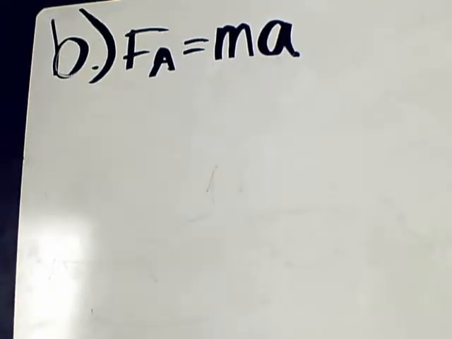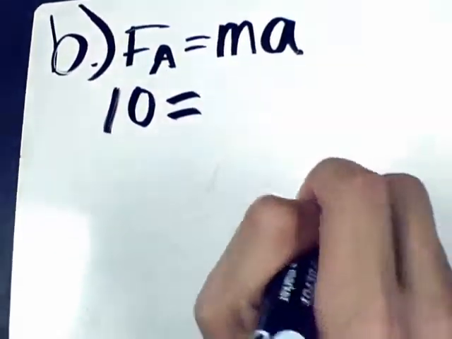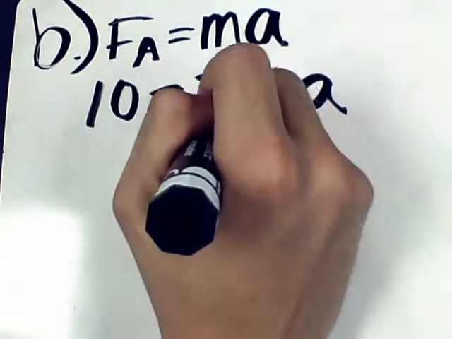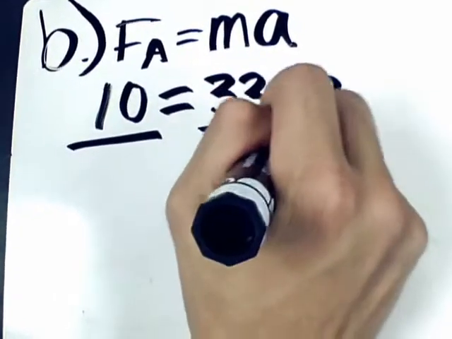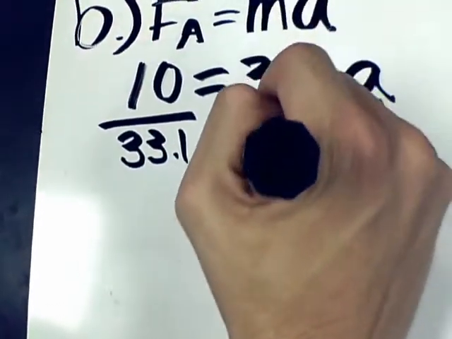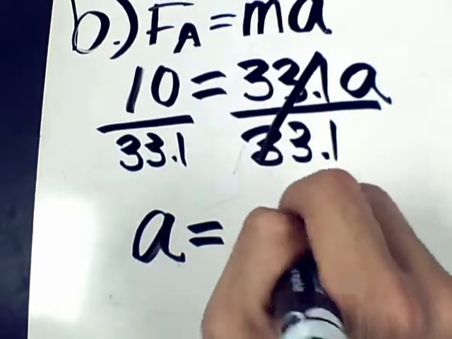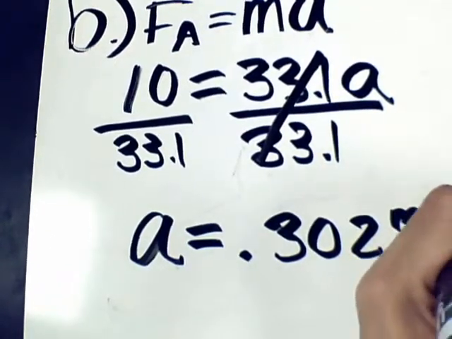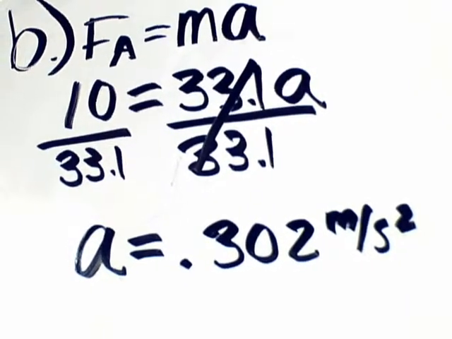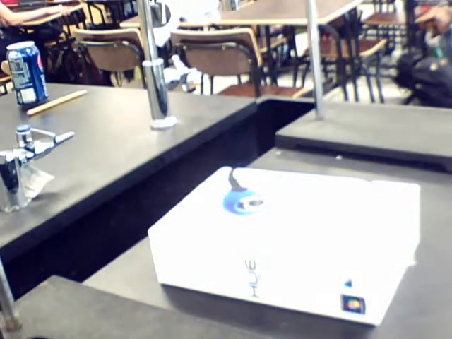For problem B, we're going to find the acceleration. In order to find the acceleration, we have to use the equation: the applied force is equal to mass times acceleration. So we know the applied force is 10 newtons, which is equal to our new mass of 33.1 times acceleration. So we divide both sides by 33.1. 33.1 cancels out, so acceleration equals 0.302 meters per second squared.